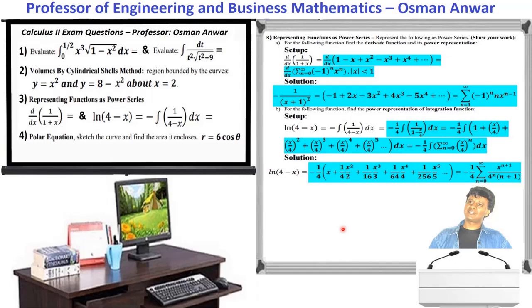So this is basically the power series of ln(4 minus x).